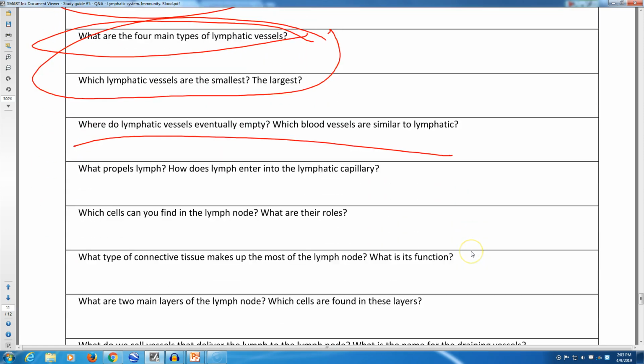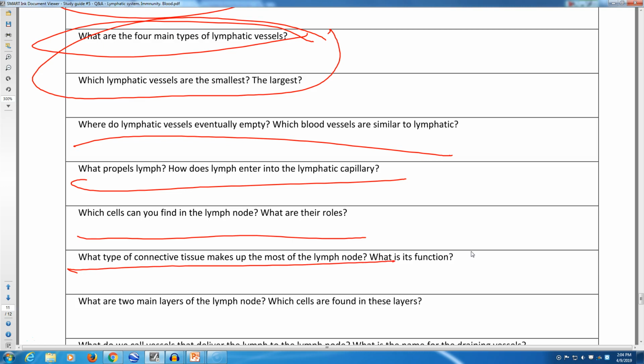What propels lymph? Muscular pump, respiratory pump, contraction of the nearby arteries, and weak constriction of the smooth muscle in the walls of the lymphatic vessels. Which cells can you find in the lymph node? Macrophages, T and B cells, reticular cells that produce reticular fibers. Loose reticular connective tissue, it filters, it's a mesh. Main layers of the lymph node, medulla and cortex. Now, cell distribution, I'm not going to focus too much on that. Basically, you have more B cells in the cortex, more B and T in the medulla.